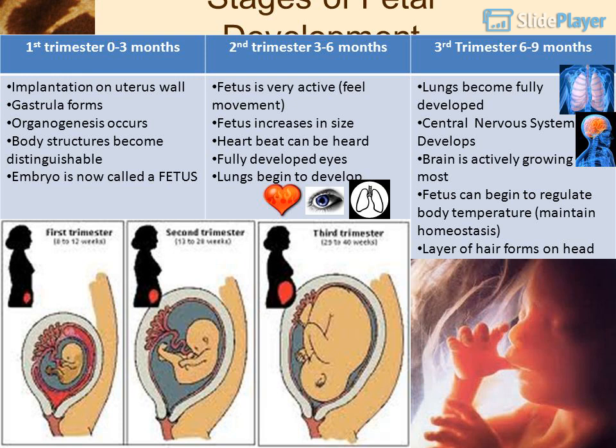The fetus is very active, and movement can be felt. The fetus increases in size. Heartbeat can be heard. Fully developed eyes. Lungs begin to develop. Lungs become fully developed. Central nervous system develops. The brain is actively growing the most. The fetus can begin to regulate body temperature, maintain homeostasis. A layer of hair forms on the head.